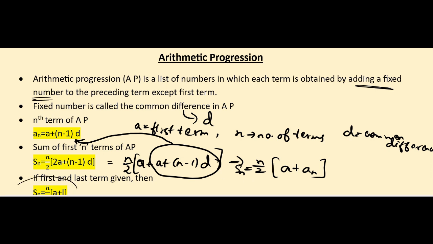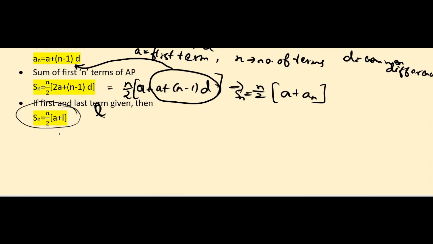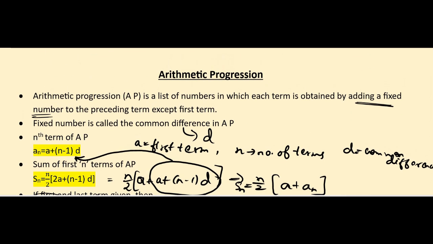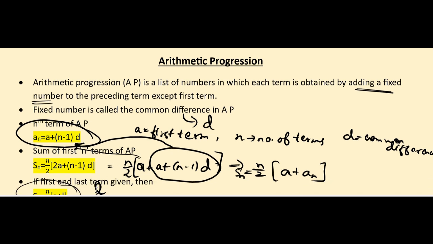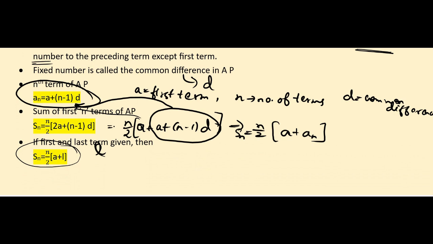If the first and last terms are given, the last term means the nth term. If we denote it by l, then we write Sn = n/2 (a + l), which is the formula to find the sum using the last term of a given arithmetic progression. So you have to remember the formulas: an = a + (n - 1) d, and the sum of n terms. If the first and last terms are given in an AP, how do we find the sum?